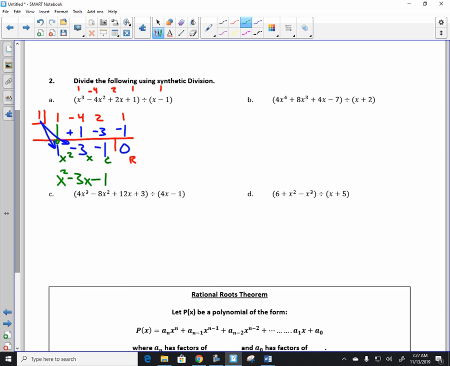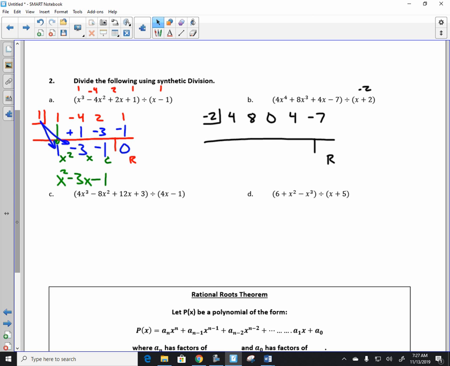We'll do 3 more here. Next one. I have negative 2 as my solution for the binomial. My coefficients are 4, 0, 0, and negative 7. Looks like I don't have an x squared, so I put a 0. I don't have an x term, so I put a 0. I drop 4, 0, 0, negative 7, put my line, and the last little box for the remainder.